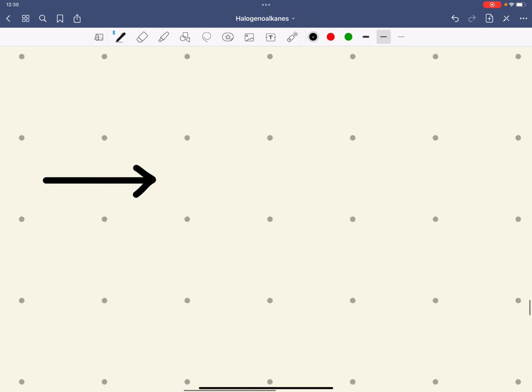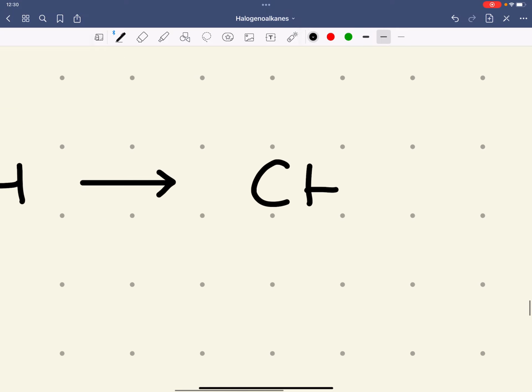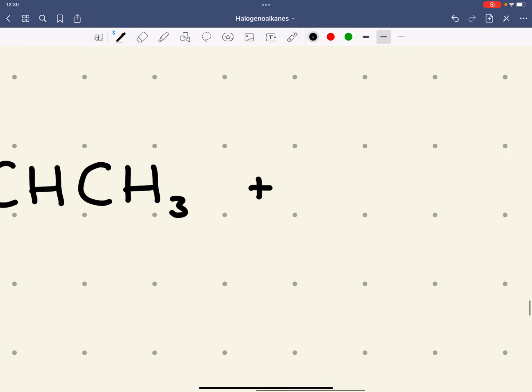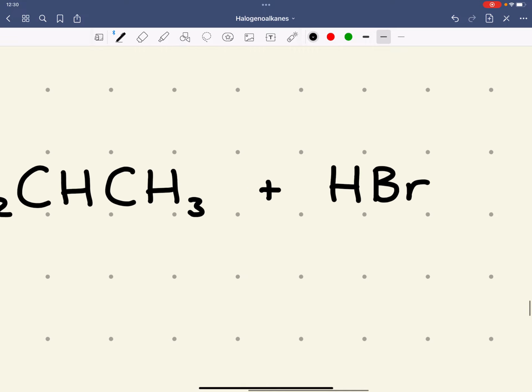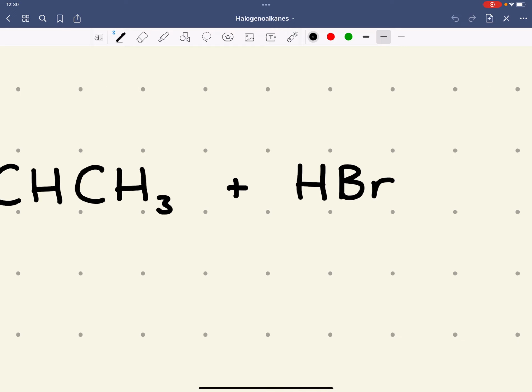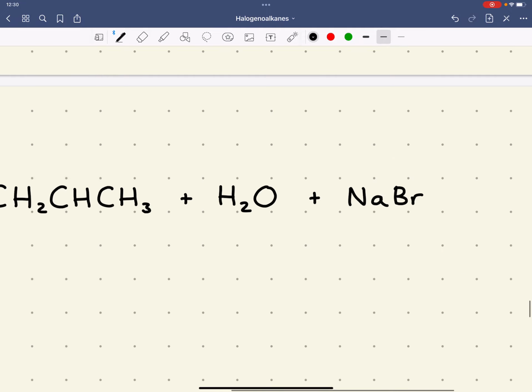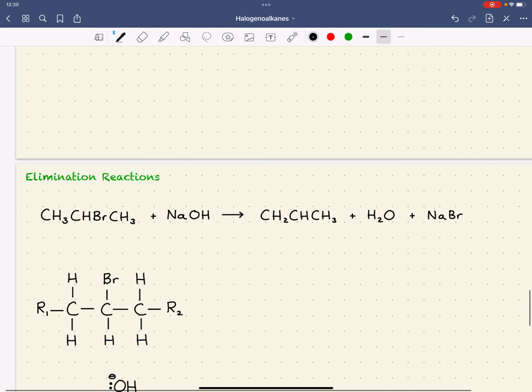So what we're going to get then is we're going to form CH2=CH-CH3, which is propene. We will eliminate then the HBr. Well, actually eliminate HBr, but the product will actually form water and sodium bromide. So that's my equation. So we're going to form an alkene.